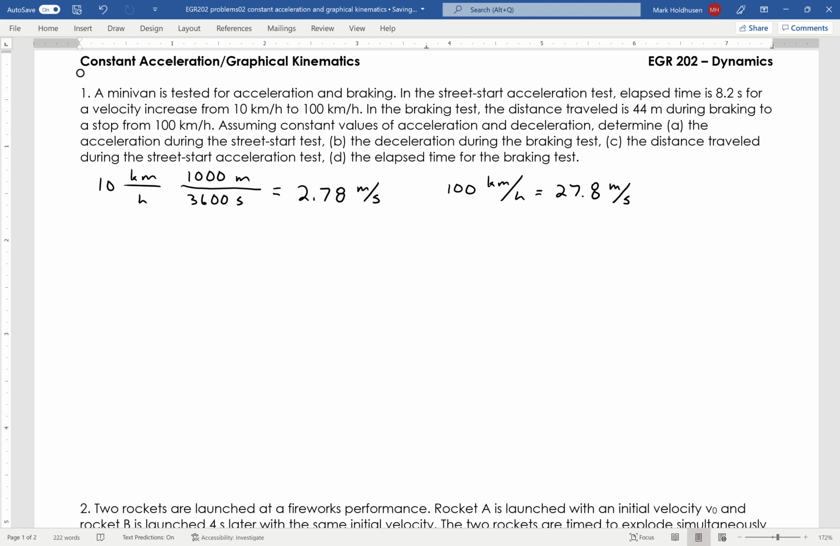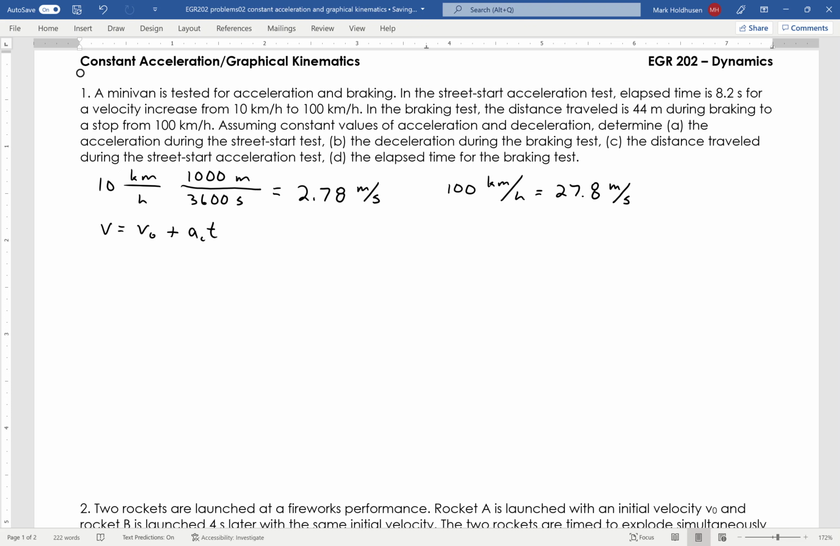Now, because the acceleration is constant, I can use those algebraic equations for constant acceleration. So I've got time and I have two velocities, and I want to find the acceleration. So I'm going to use this equation here, which relates the starting and stopping velocities and the constant acceleration that I'm trying to find at a specific time.